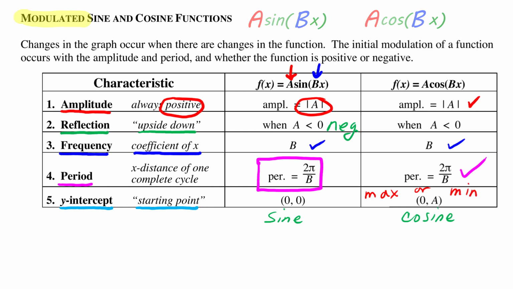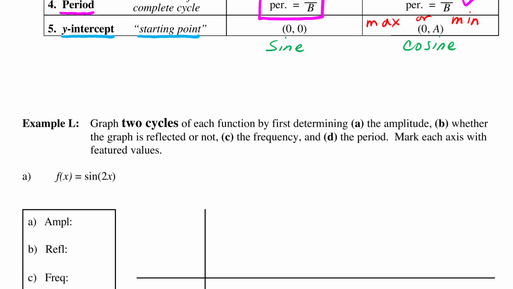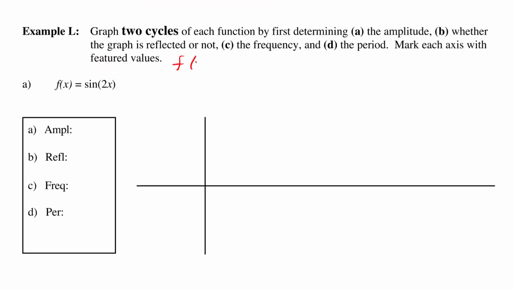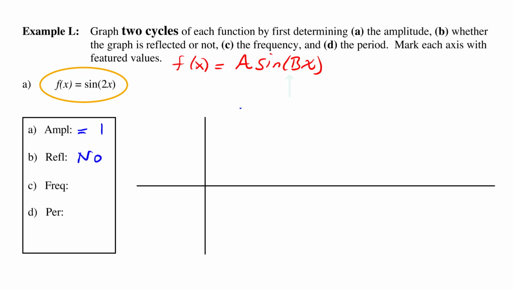Let's put these into action. Here we're going to graph two cycles of f of x equals sine of 2x. We see the general form now, f of x equals a times the sine of bx, and we see that the a is 1, and that represents the amplitude. And because a is positive, there's no reflection. The value of b is 2, that's the frequency. And to find the period is 2 pi divided by the frequency. 2 pi over 2 is pi.